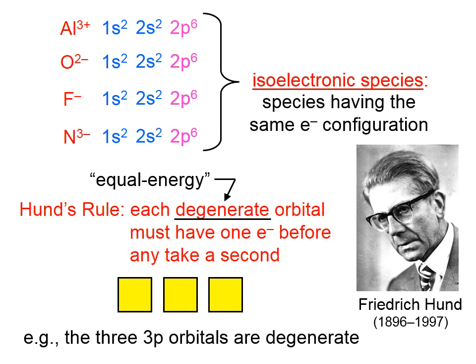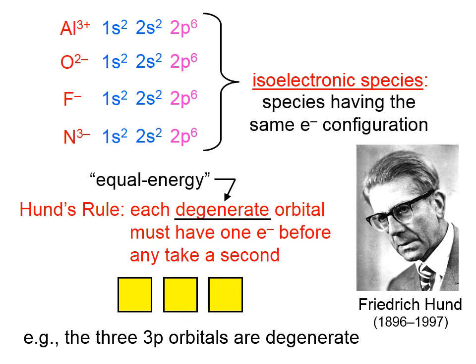For example, the 3p orbitals are degenerate. In other words, the 3p orbitals all have the same amount of energy. The 3p orbitals are not degenerate with the 3s orbital. The 3s orbital is lower in energy. But those 3p orbitals are degenerate. The five 3d orbitals are degenerate. The three 5p orbitals are degenerate.